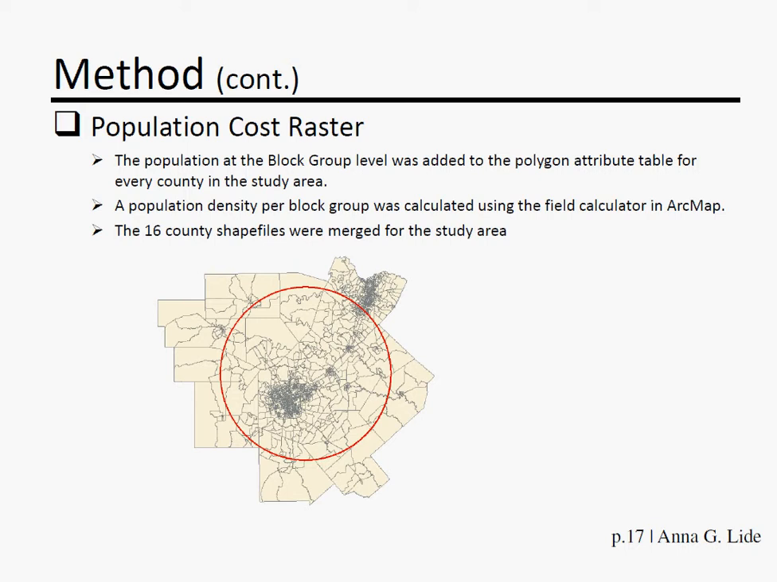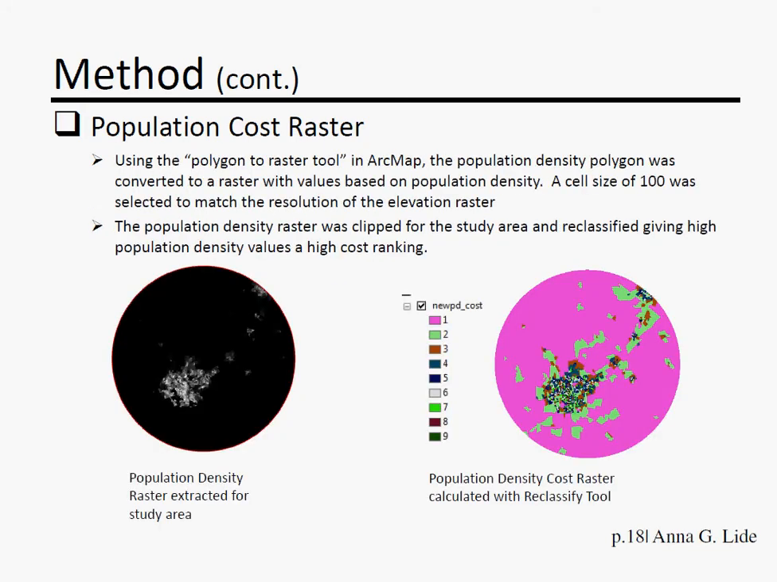The 16 county shapefiles were merged and converted to a raster based on the population density values within each block group. A raster size of 100 was used to match the resolution of the elevation raster. The raster for the study area was extracted and then reclassified with high population density values receiving the highest cost rank.